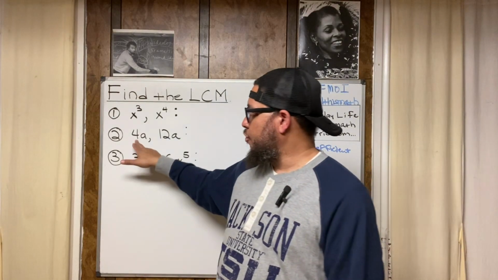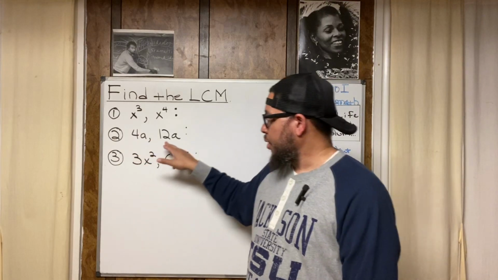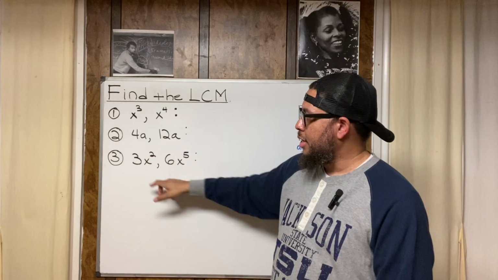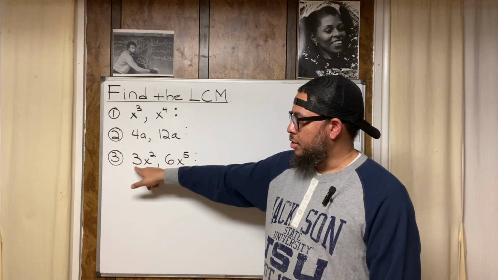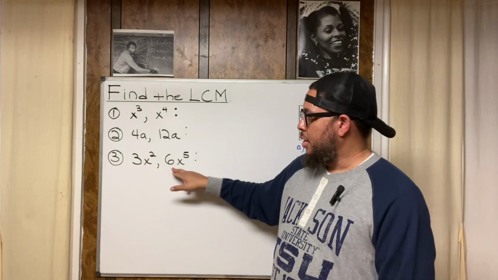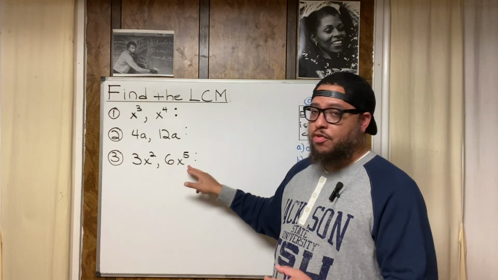In number two, 4 is the coefficient. This tells us that there are 4 A's. Here, 12 is the coefficient. This tells us that there are 12 A's. Here in number 3, this 3 is a coefficient. It tells us that there are 3 x squared terms. This 6 tells us that there are 6 x to the 5th terms.